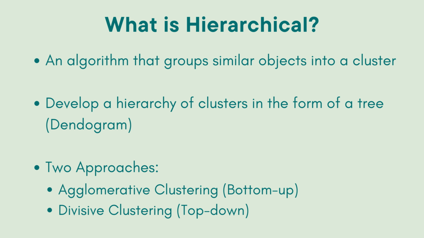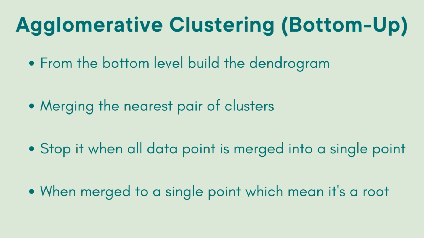result. Now I'm going to talk about what is hierarchical clustering. So, hierarchical is an algorithm that groups similar objects into a cluster and develops a hierarchy of clusters in the form of a tree, which is the dendrogram. So there are two approaches. The first approach is the agglomerative clustering, or the bottom-up, and the other is the divisive clustering, or the top-down.